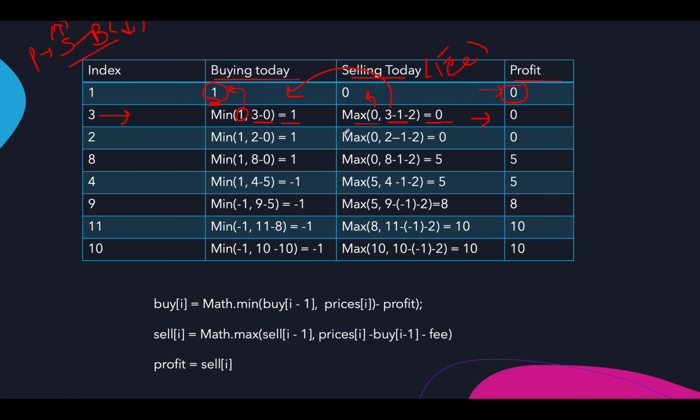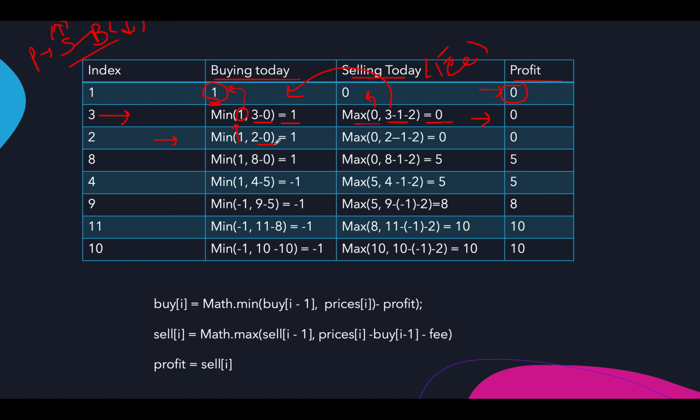And let's move on to the next case. Now we get 2, the price is 2. So what are the two possibilities that we have? That we have made a buying in the past, whatever the previous value was. So the previous value is 1. So buying cost is 1.